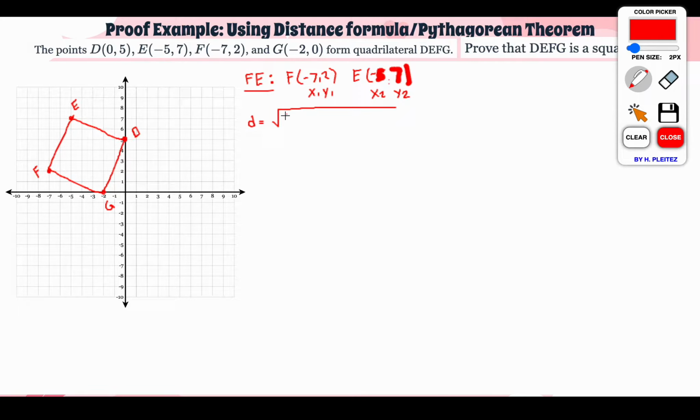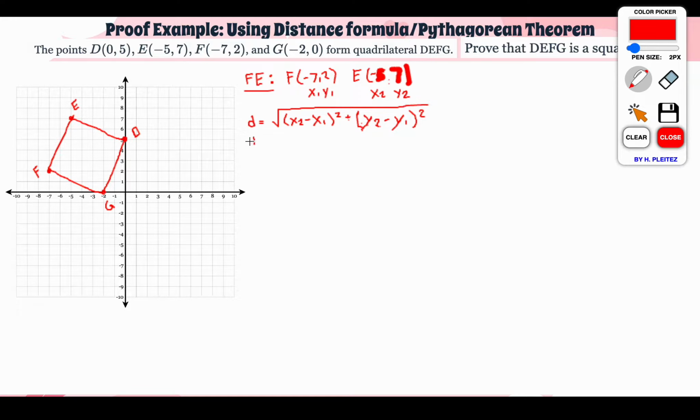Remember, the distance formula is not something that's given to you on your reference sheet, so you've got to just remember it. It's x2 minus x1 squared plus y2 minus y1 squared, and all of that is under the radical.